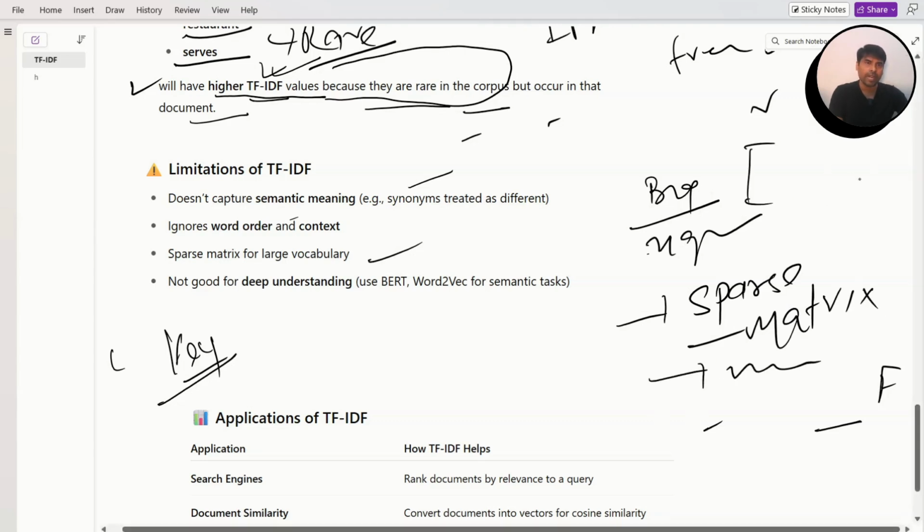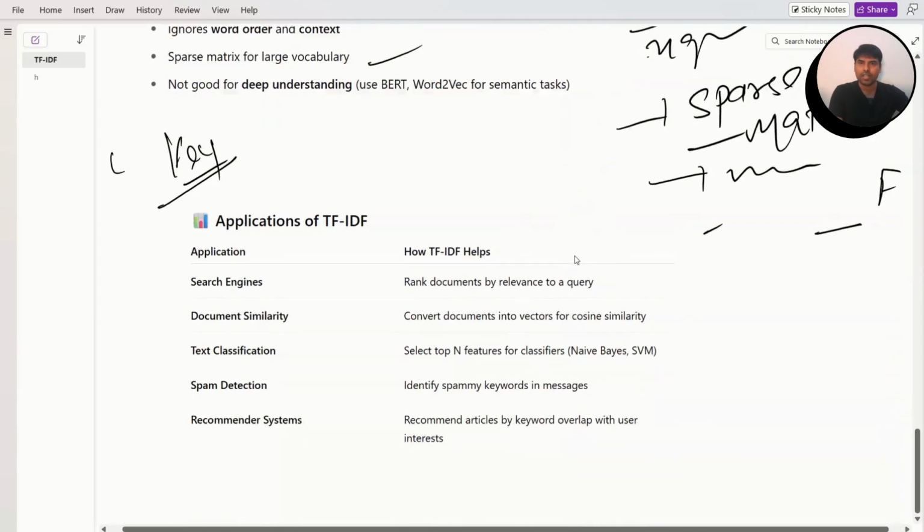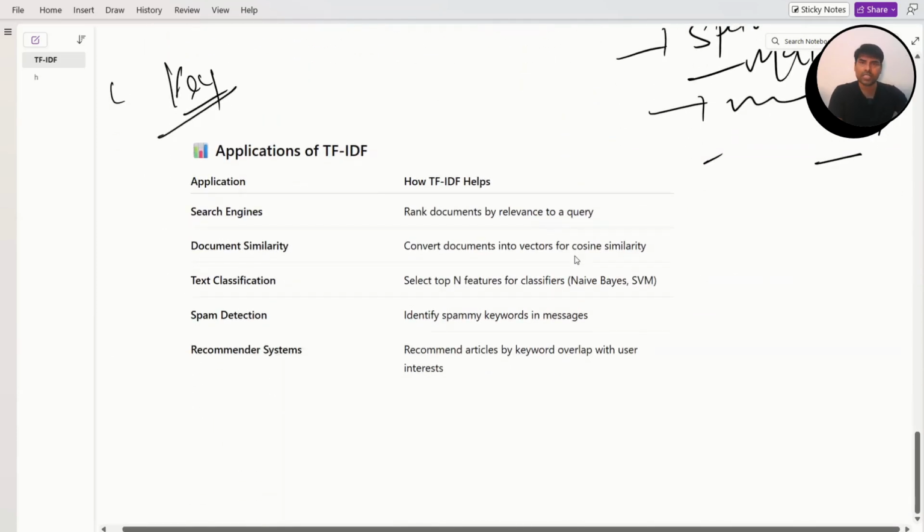If you prepare the matrix, I will show you. You will see a lot of zeros in that matrix. So it also produces a sparse matrix, but these are a couple of limitations. Okay, so where will you use this TF-IDF? Where does it have applications?